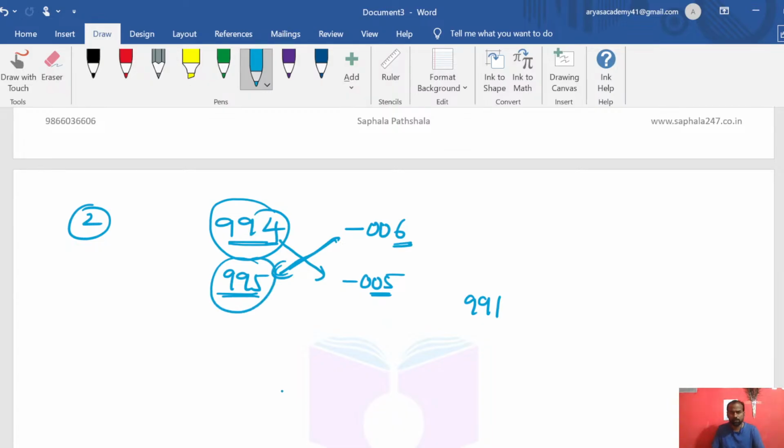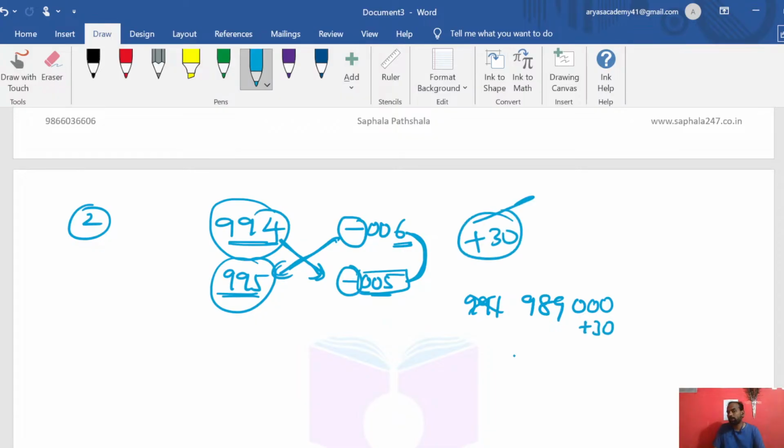Oh, sorry, it's not 991, it's 989. 995 minus 6 is 989, or else 994 minus 5 is also 989. So 989 does not imply just 989, it is 989,000. That's why I have written 3 digits. Now what do you have to do? You have to multiply. You already know that minus multiplied by minus becomes a plus only. 6 5s are how much? 30. So I got a plus value of 30, means I have to simply add 30 over here. Already I have 989,000. If I add 30, it will become 989,030. So this is the correct answer for this particular question.